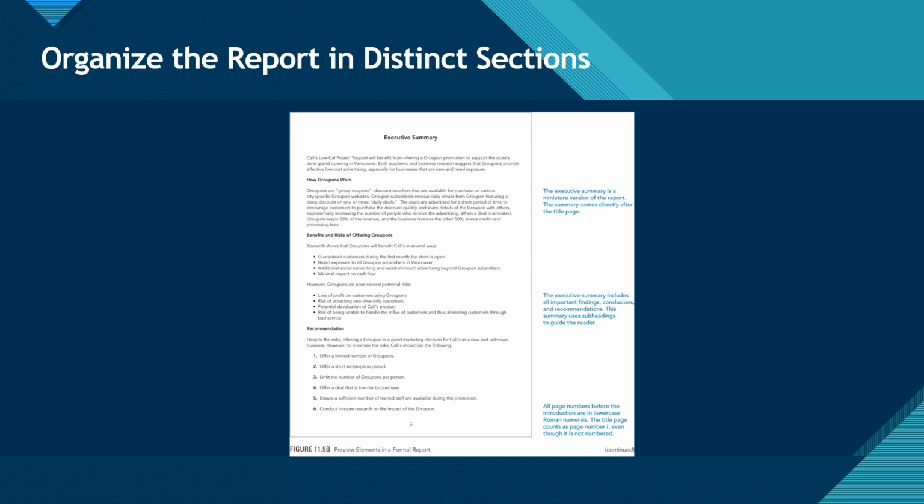Here is an executive summary of a formal report with following annotations. 1. The executive summary is a miniature version of the report. The summary comes directly after the title page. 2. The executive summary includes all important findings, conclusions, and recommendations. This summary uses subheadings to guide the reader.